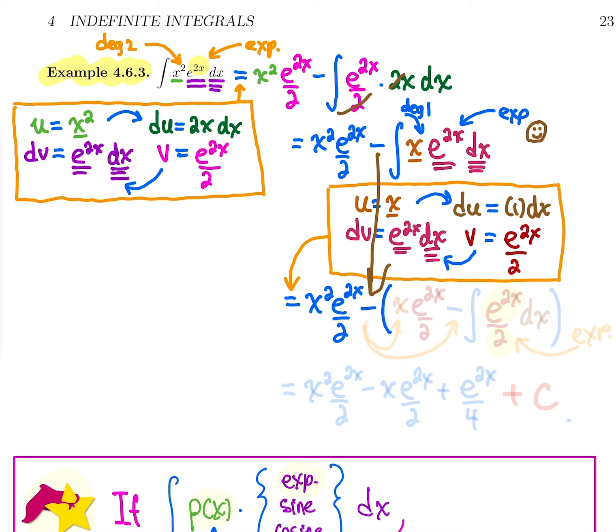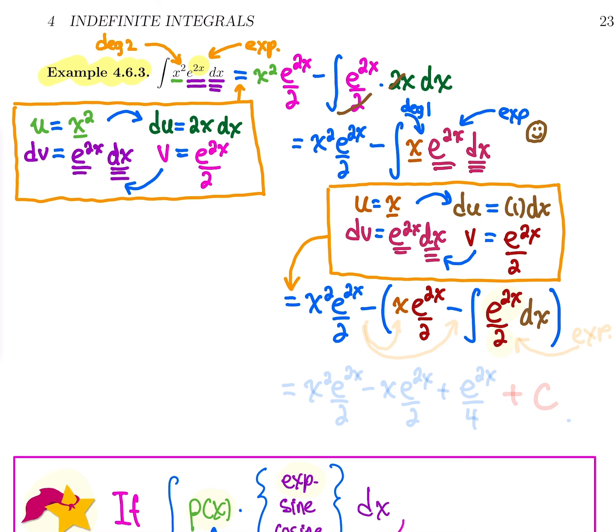So this is what I'm doing here with this equality. So it's uv, so it's x e to the 2x over 2 minus the integral of everything freshly computed. So we get e to the 2x over 2 times 1. I'm going to write the 1 times dx. So just take your time. It's not too difficult here. So I'm going to distribute my minus, and then I'm going to do my integral.